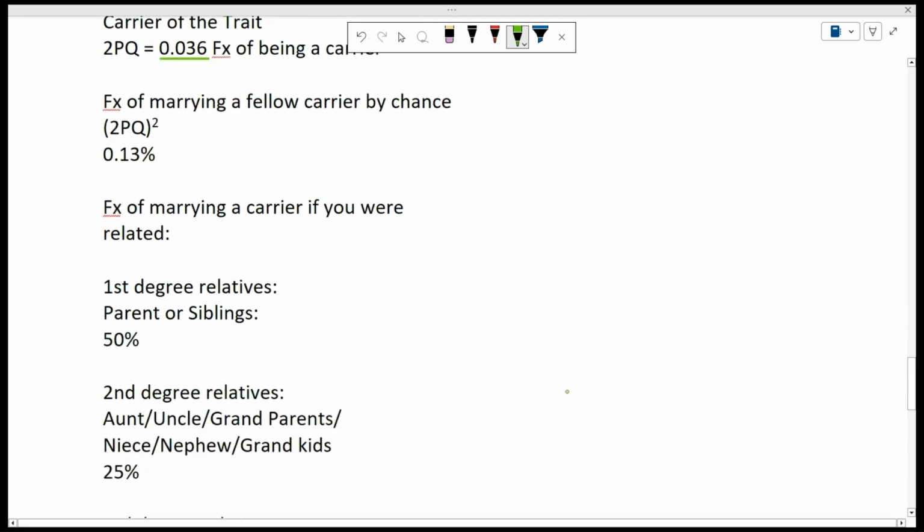Well, what about a second degree relative? Well, what's a second degree relative? Your aunt, uncle, grandparents, niece, nephew, or grandkids. So you have about a 1 in 4 chance of having the same gene that they do, right? The same gene that they do.